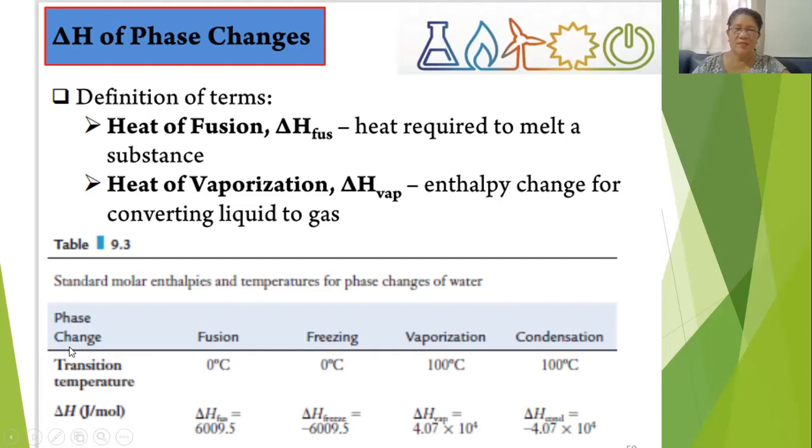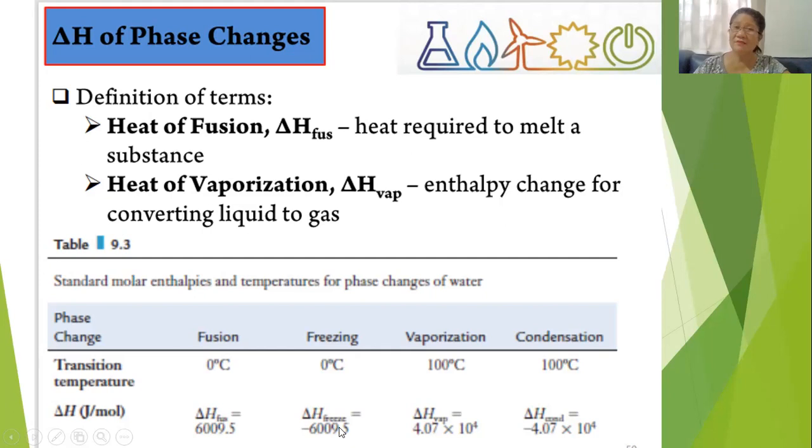So the first phase change is fusion, then freezing, vaporization, condensation. What is fusion? What is its form? It's still a solid. It's still ice. So, if it is still ice, what is our delta H equivalent? Delta H, take a look. This is constant again, as I have said. Delta H fusion is 6009.5. Remember our unit here is joule per mole.